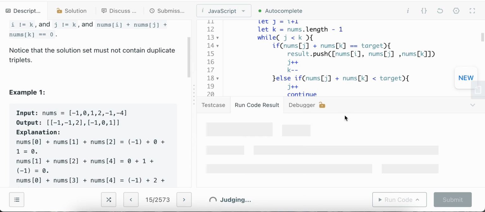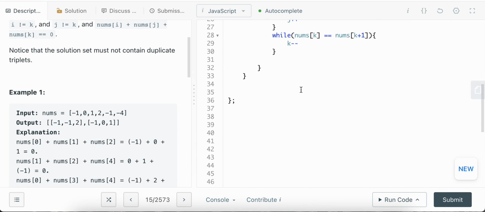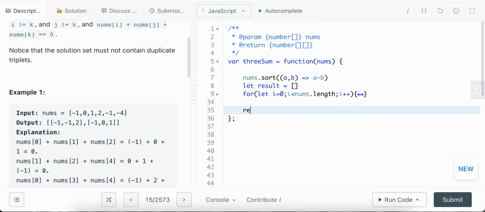Okay, let me run this. Okay, I need to return my result, right? Obviously, I did not return my result. Let me close this and then I'll return my result.